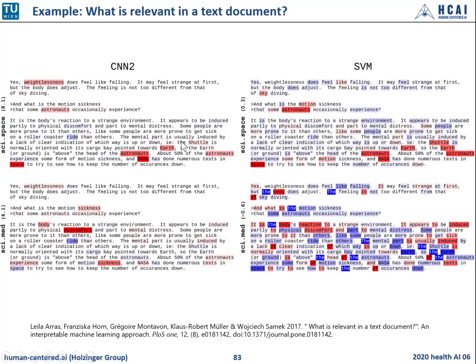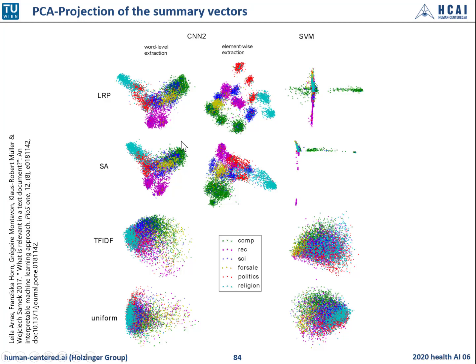Okay, so here the PCA projection of the summary vectors of these newsgroups text documents. And the LRP SA-based weightings were computed using the ML model's predicted class. The colors here denote the true labels. So what you see here is that this LRP method provides semantically more meaningful extraction than baseline methods.